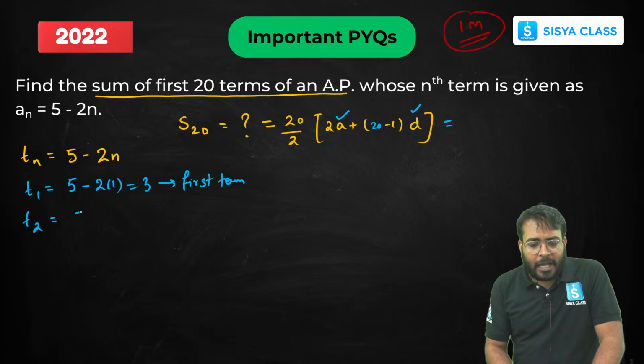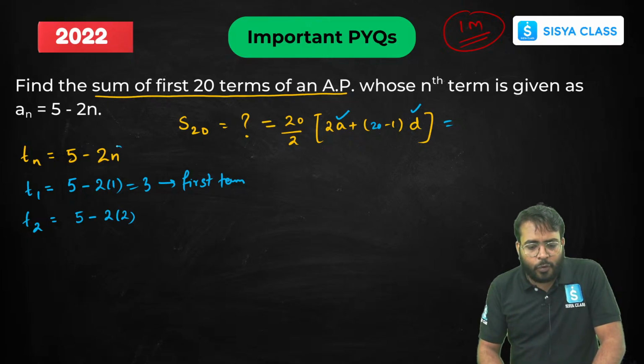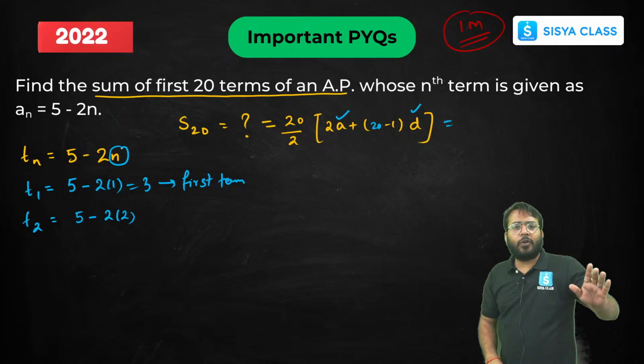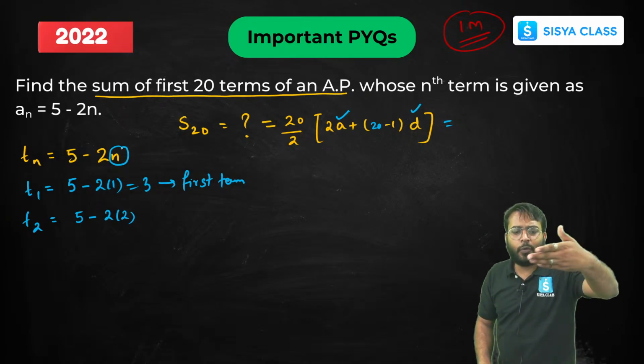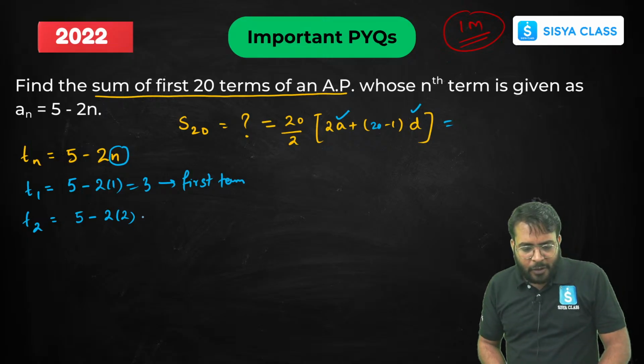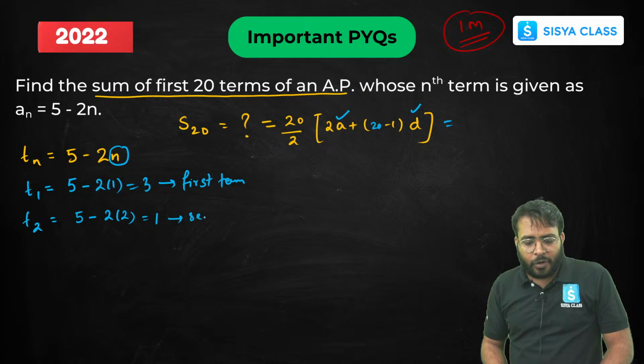What is going to be my second term? 5 minus 2 into 2, right? Just keep substituting the value of n and that term will come out. Put n as 1, you get the first term; put 2, the second term; put 10, the 10th term. So here you will get 5 minus 4, that is 1. This is your second term.